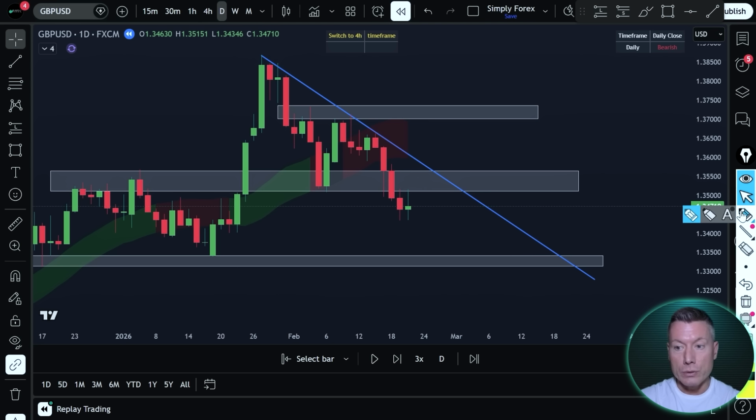And we're going to use this as dynamic support and resistance, right? A lot of people use the moving average 20 or the moving average 50 as dynamic support and resistance, right? So worth pointing that out. So now we want all of these things to align, or at least two of them.